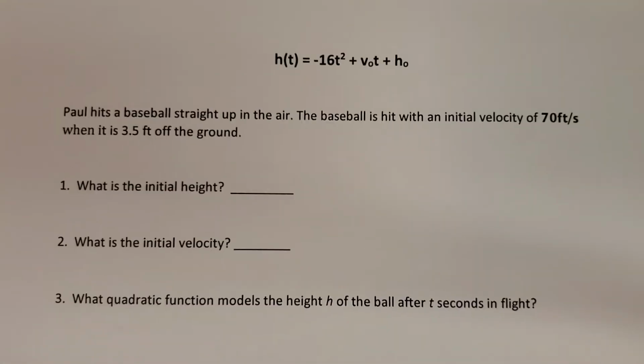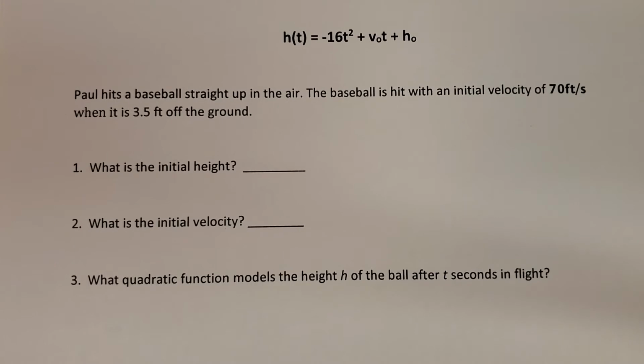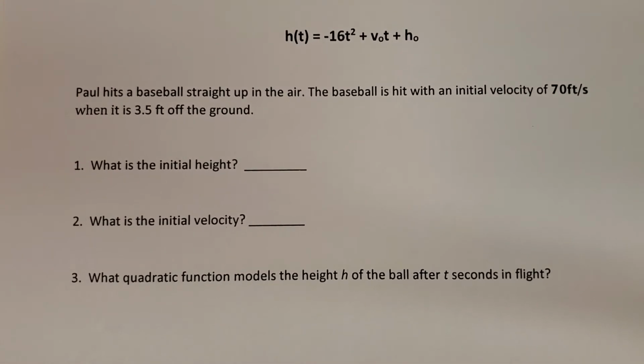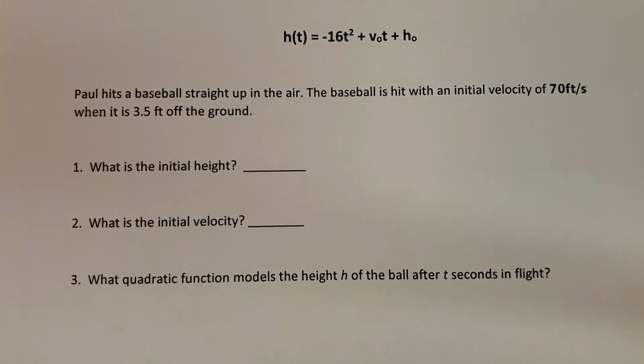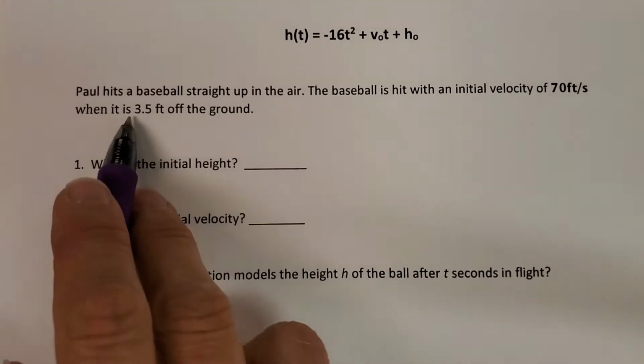Let's do one more, and then you're off to the races with your homework. So this one's about baseball. It says, Paul hits a baseball straight up into the air. The baseball is hit with an initial velocity of 70 feet per second when it is 3.5 feet off the ground. Obviously, we don't hit a baseball when it's on the ground. We hit it right between with the bat. So it's 3.5 feet off the ground.